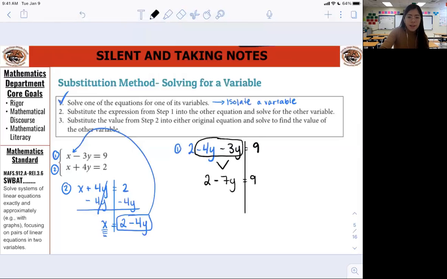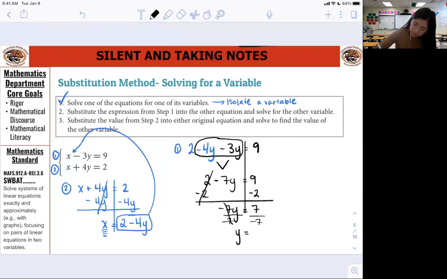Then I see Samantha said it in the chat. We're going to subtract 2 on both sides. What's 9 minus 2? 7. 7. And then we can divide by -7. And what's my answer? 1. Not just 1. Oh, -1. -1. Good. Okay, questions up to that point?